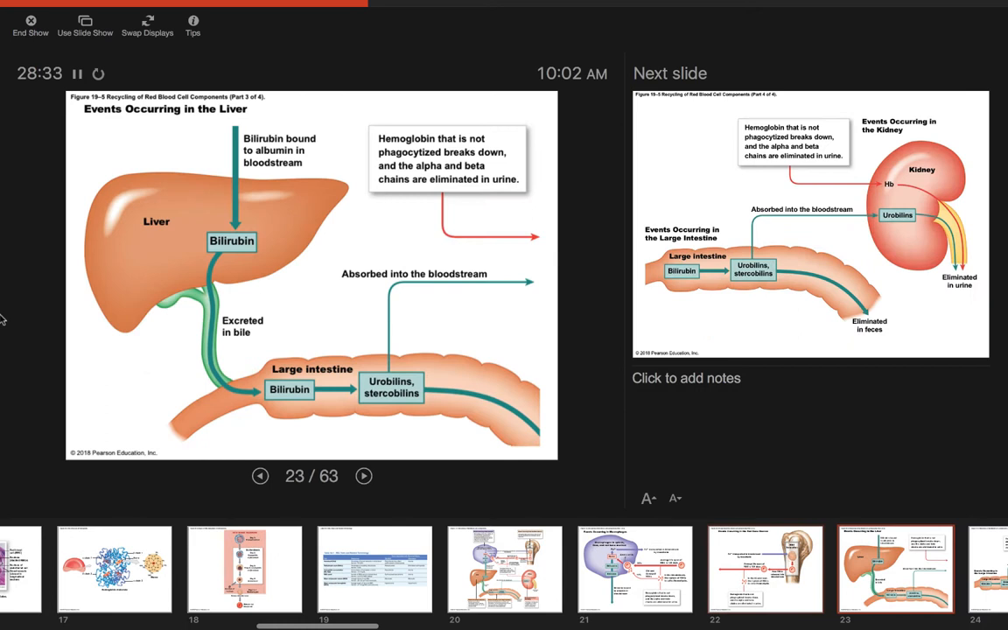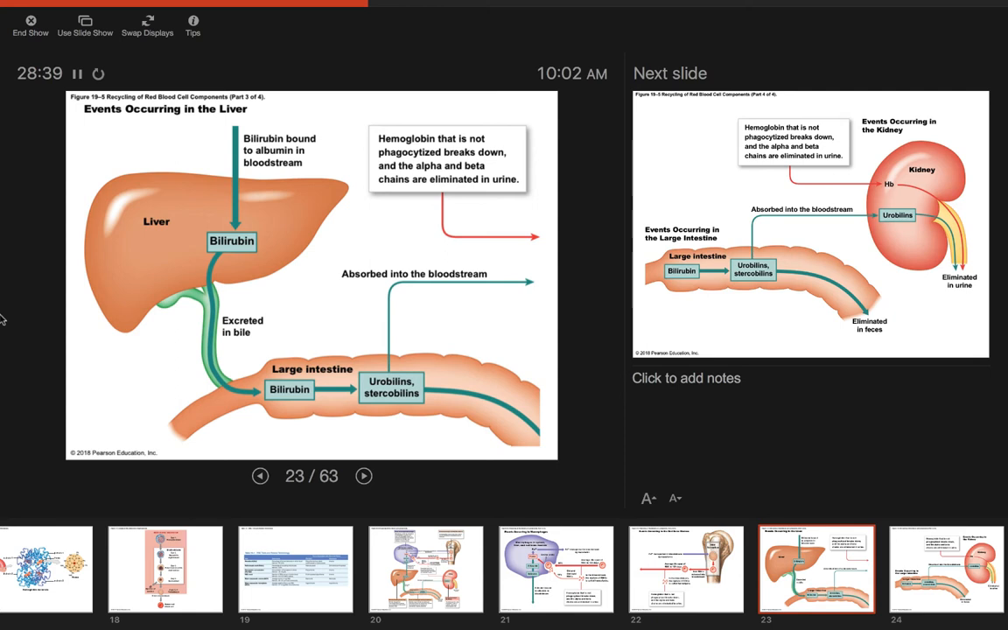out in the feces. So the bilirubin is carried to the liver, and then it's going to be excreted in bile into the small intestine, actually, go through the large intestine, and then it'll come out in the feces. So that's how we're going to be able to get rid of that bilirubin.